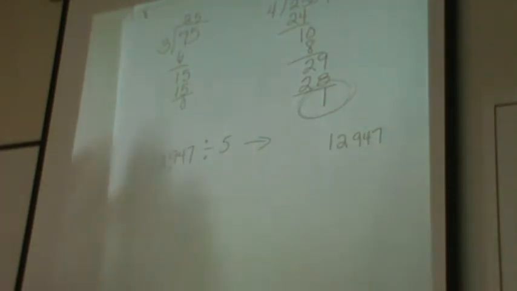Okay, let's do another one. If it's written in the book like this, you don't need to write it like that. Don't write that part down. Write the part down where you're going to do the work. 12,947, that probably had a comma in it. Divided by 5. So the second part you put on the outside.